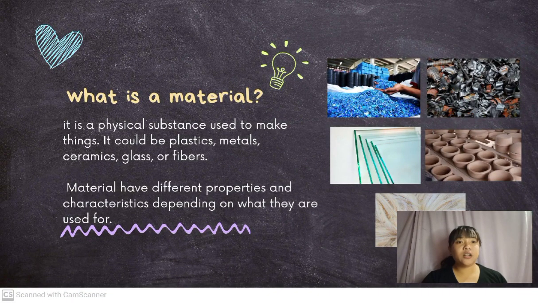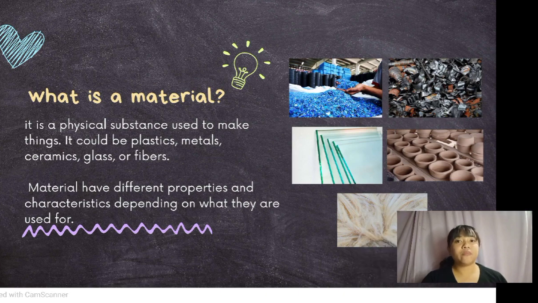What is a material? A material is a physical substance used to make things. It could be plastic, metals, ceramics, glass, or fibers. Materials have different properties and characteristics depending on what they are used for. It is essential to comprehend the differences in their properties and characteristics, especially in choosing the material in order to achieve optimum performance and quality production.